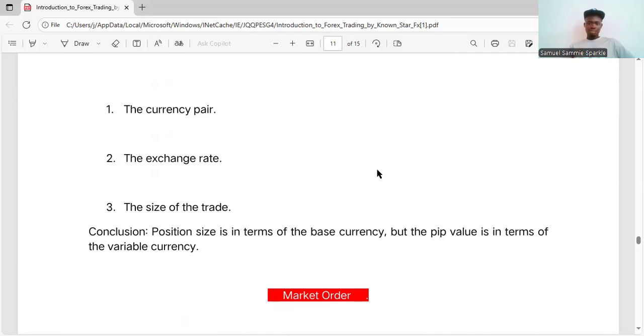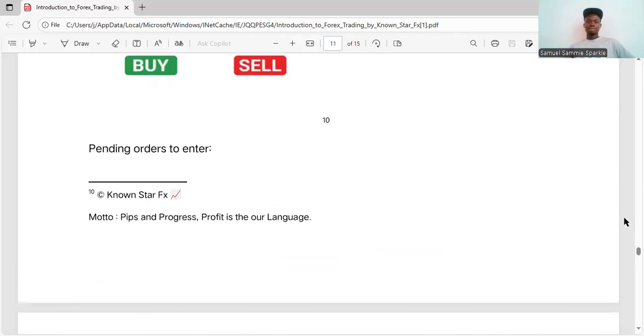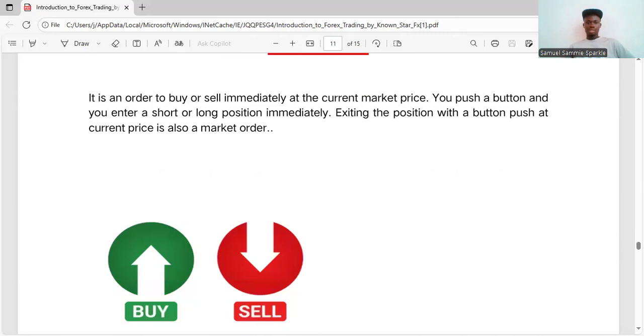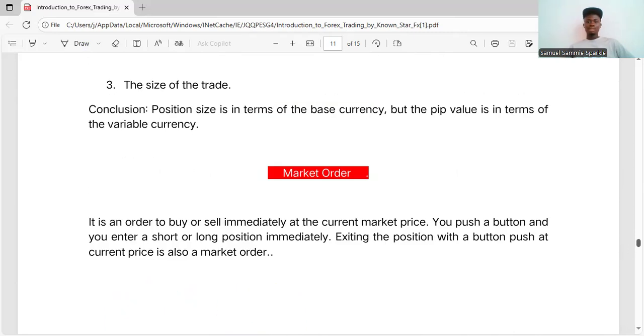Let's go into the next main terminology, which is the market order. This is a very important term for you to understand in trading. Now, talking about the market order, what is the market order? A market order is an order to buy or sell immediately at the current market price.